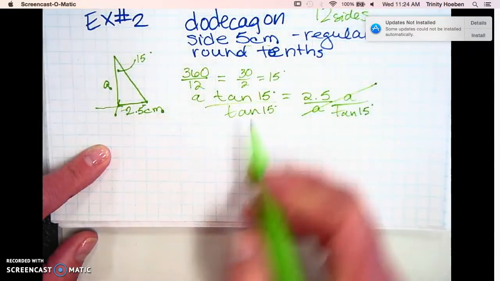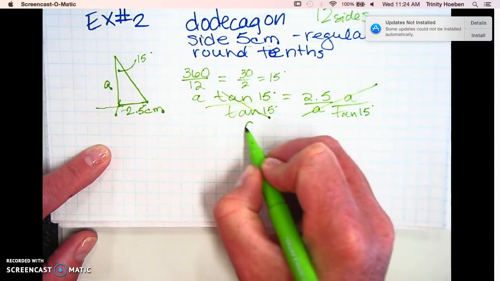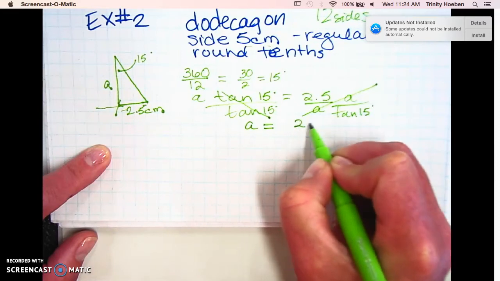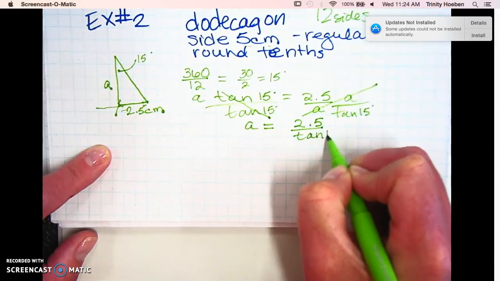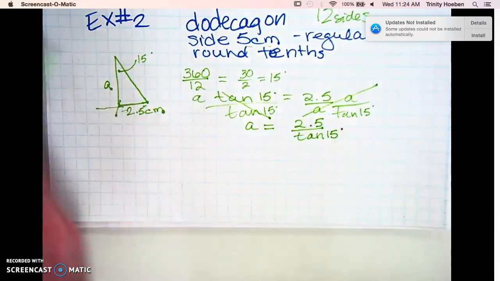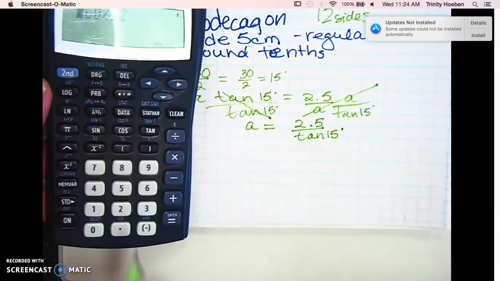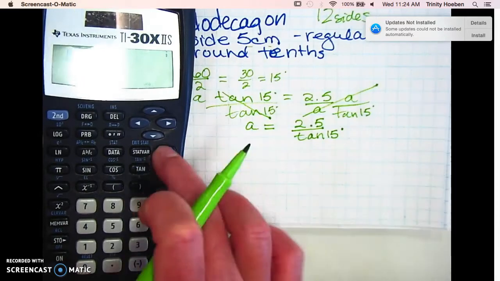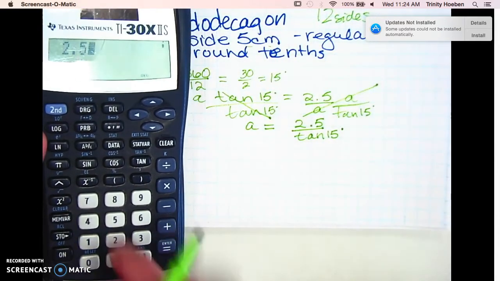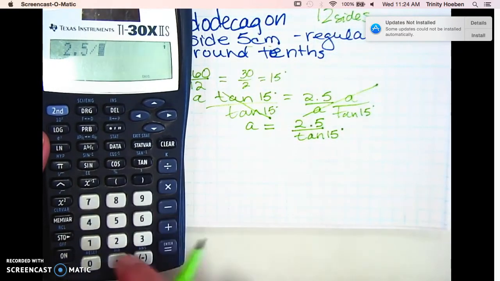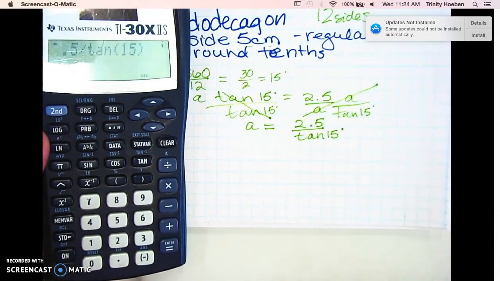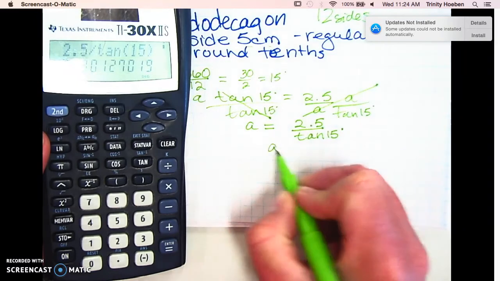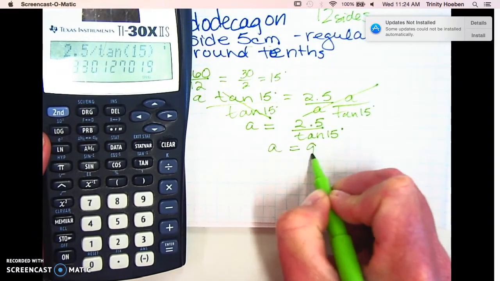The a's cancel over here. Tangents of 15 cancel over here. So all you need to type into your calculator is 2.5 divided by the tangent of 15. So let me show you how to do that. Obviously, make sure it's in degree mode. Type in 2.5, divide that by the tangent of 15, hit the equal sign. And so that apothem is going to be 9.3.